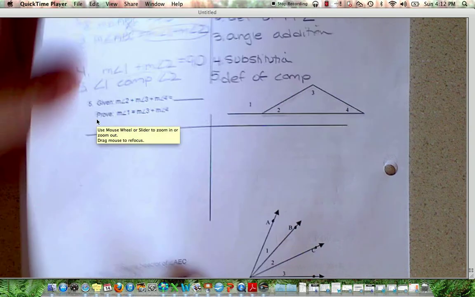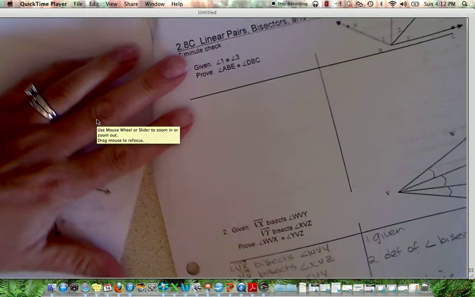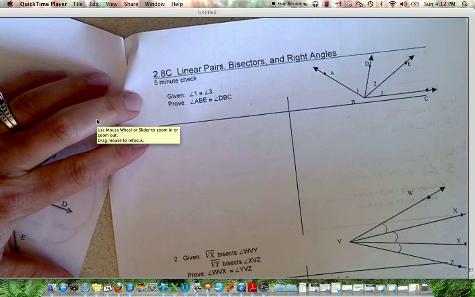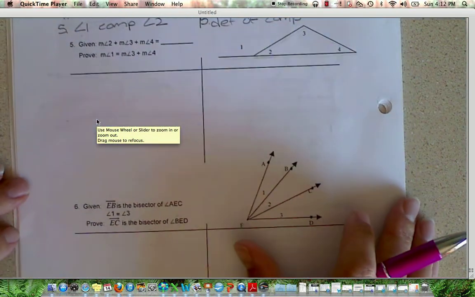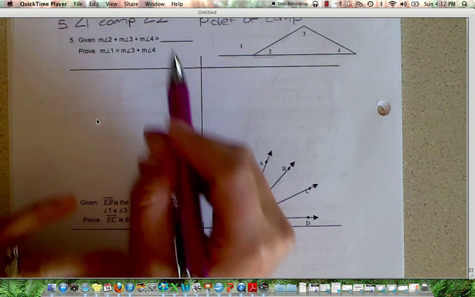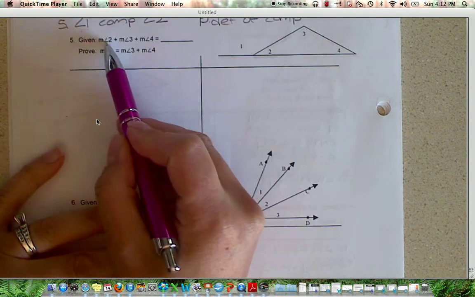We are going to finish 2.8C, linear pairs, bisectors, and right angles, and doing proofs with those. So if we look at number 5, the given isn't completely filled in because we look at the triangle here.